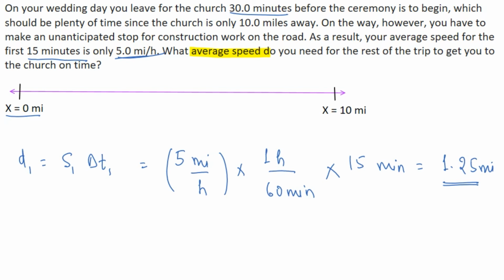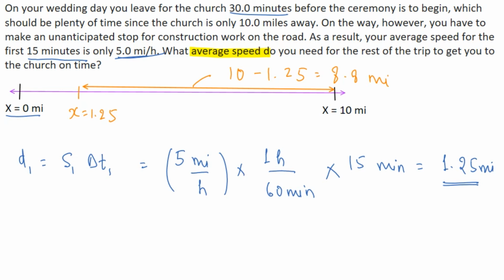So let me show this on the figure. So here it must be x equals 1.25. So in the next 15 minutes he should travel this much distance. Now this total distance is 10 miles. So this distance would be 10 minus this value, 1.25. So this would be 8.8 mile. So in the next 15 minutes, he should cover 8.8 mile.